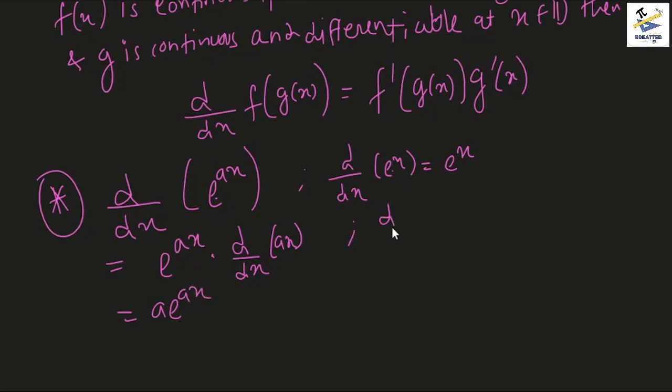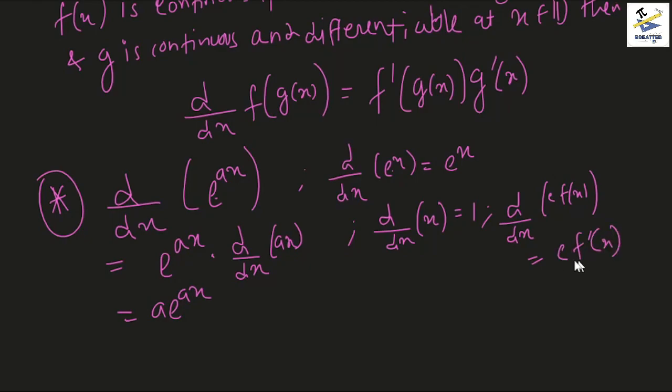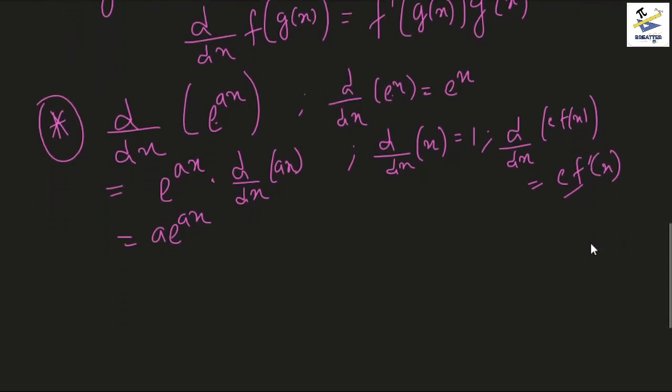This is because d/dx of x is just 1, and also d/dx of a constant c times any function f of x is just c times the derivative of the function. So the constant just remains multiplied throughout. Okay, next example. Because the more examples we do, the easier it will be for you to understand.